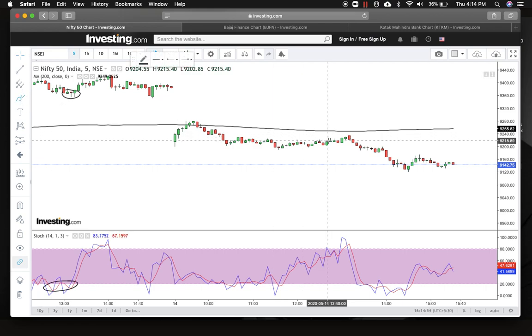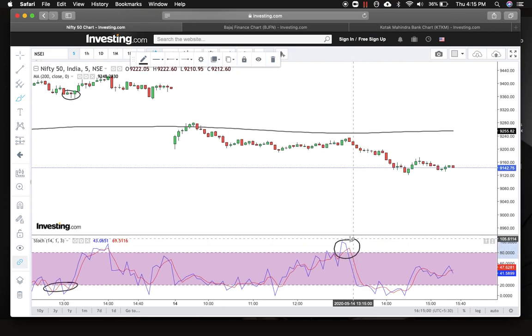So what do I do? I'll be waiting for a sell signal here, and today, the entire day, we only got one sell entry, and that is right over here around 1 o'clock. At this point, which confirms the sell on stochastic, I will be shorting. I'll be buying a put of Nifty.